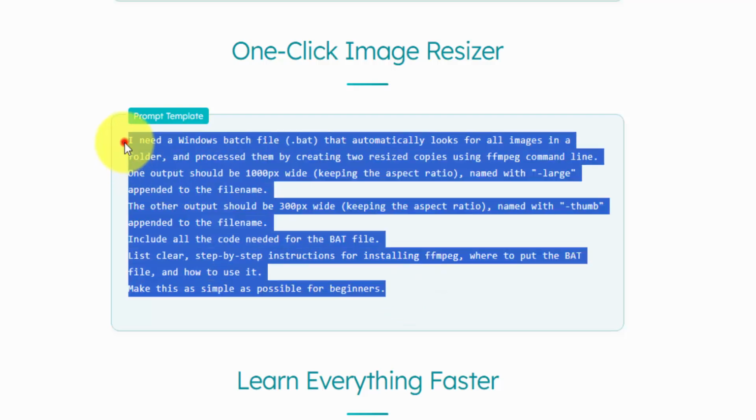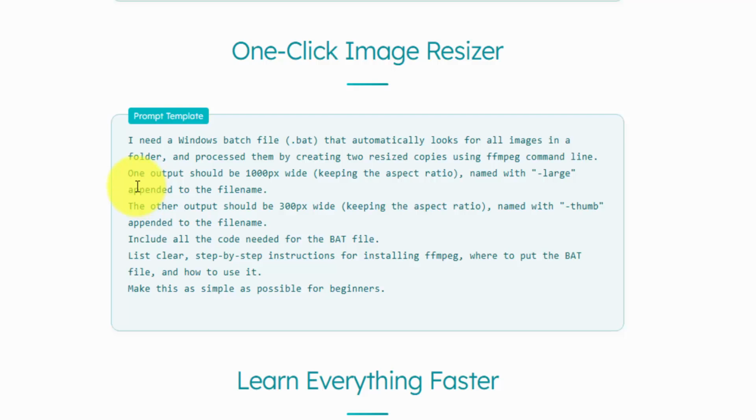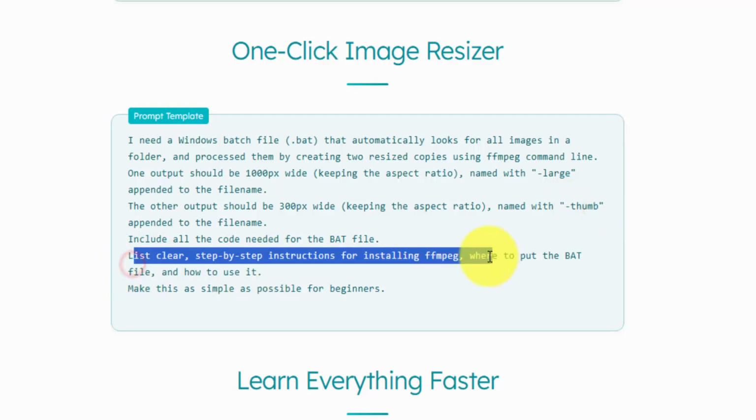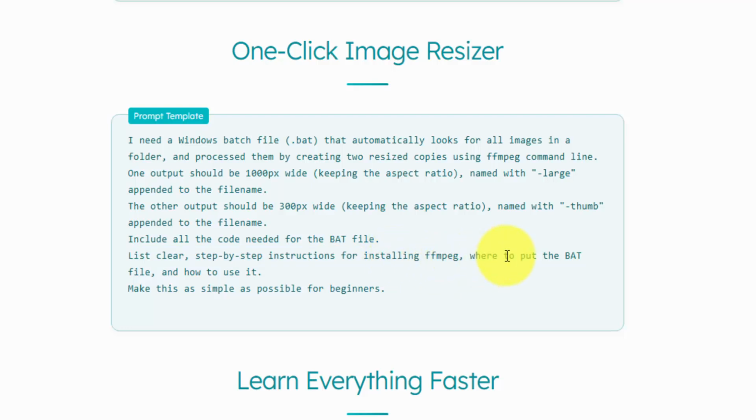So this prompt is basically just explaining what I did in that bat file, and I'll show you that in a second. But you can see that I'm asking it to look for all images in a folder and process them by creating 2 resized copies using FFmpeg command line. So I have this set to 1,000 pixels wide and 300 pixels wide. I'm asking to keep the aspect ratio. The bigger one has the -large extension to the file name, and the smaller one has the -thumb. And just like the last one, I'm asking it for clear step-by-step instructions for installing FFmpeg and where to put the bat file and how to use it for beginners.